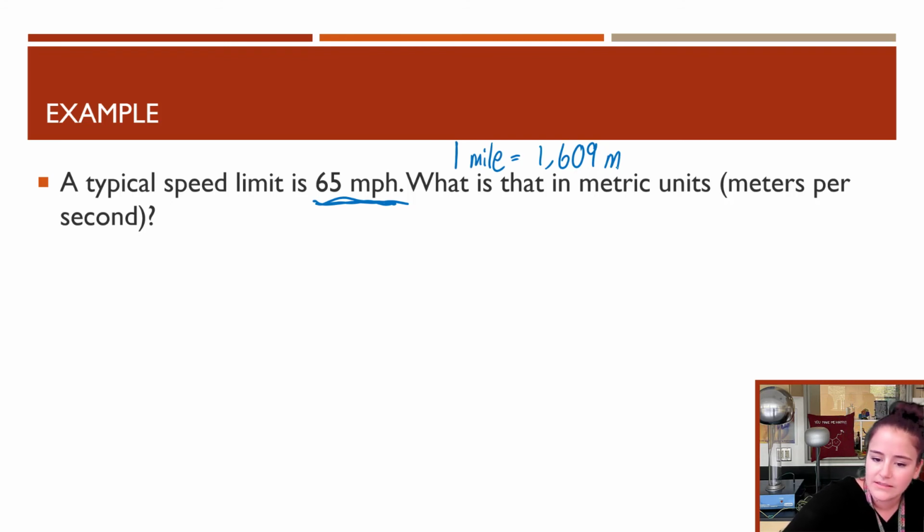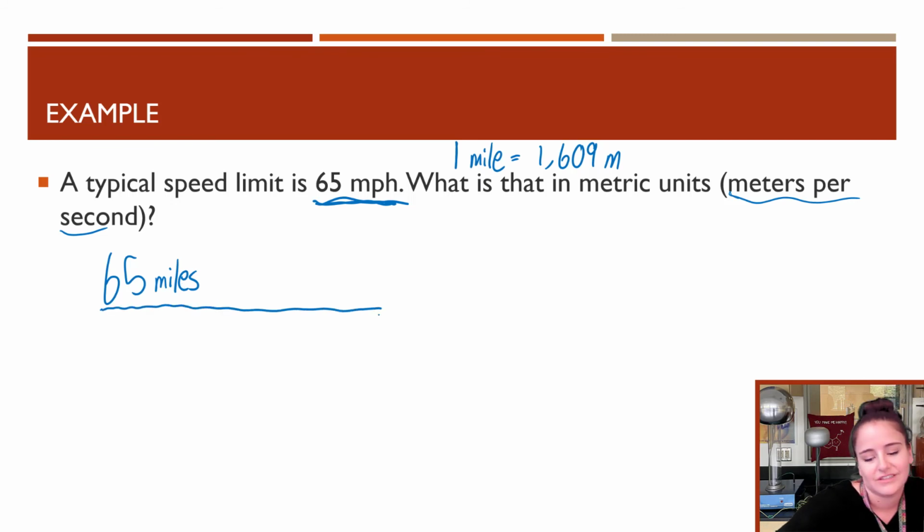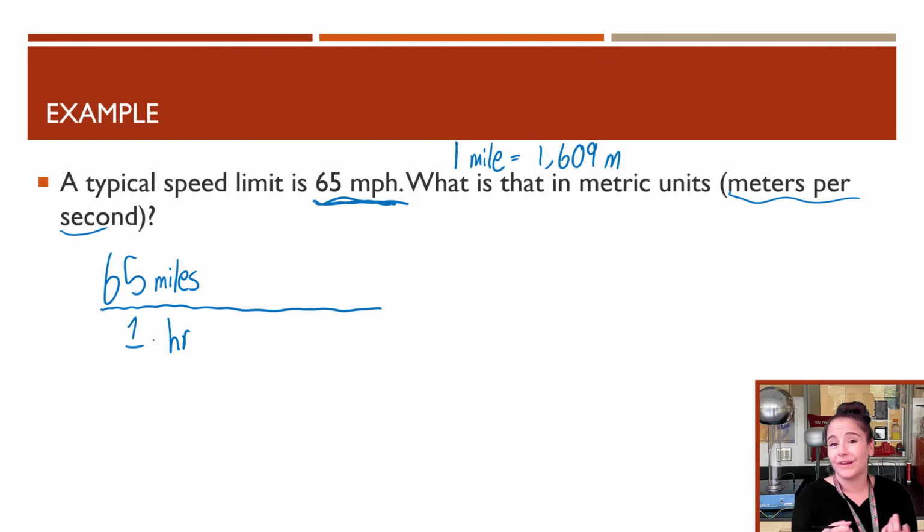Now, we have 65 miles per hour. That's our known, and we're looking for meters per second. So we start with our known, 65 miles, and then per in physics, in math, always means divided, or like a fraction. 65 miles per hour. Per how many hours? Well, per 1. That 1 is assumed to be there. Whether or not you put it there doesn't really matter, but we know we're going 65 miles per 1 hour. We're going to need that hour there because we also have to convert it to seconds.